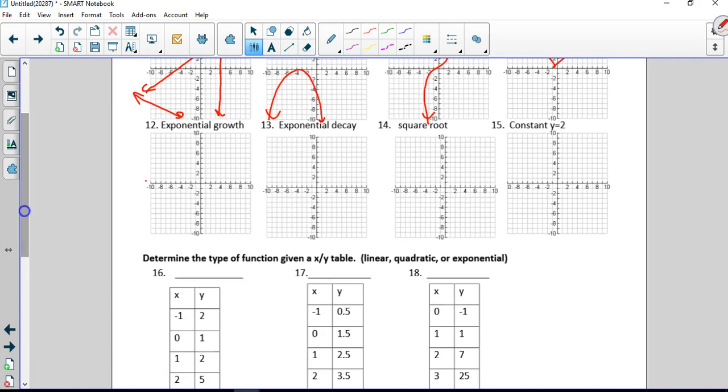Exponential growth is never going to hit, sorry my board's off a little bit, never going to hit 0. Exponential decay, the opposite direction, never going to hit 0. Square root looks like that, starting here. Constant, y equals 2. That's a horizontal line going through positive 2.